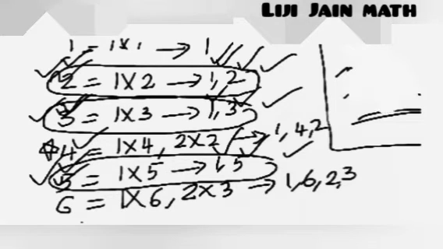More than 2 factors. Now similarly, let's consider the case of 6. 6 has how many factors here? 1, 2, 3, 4.